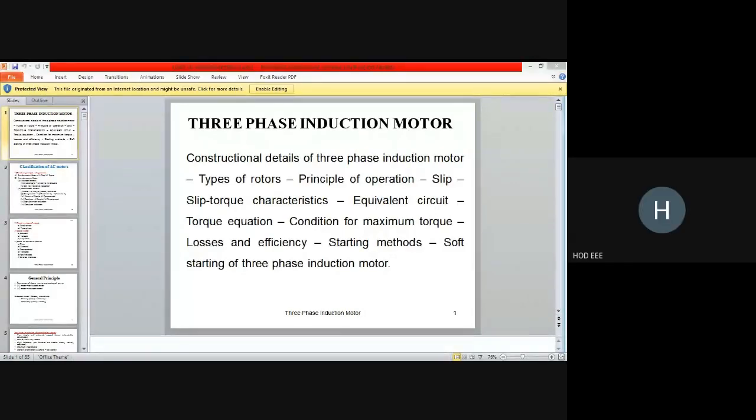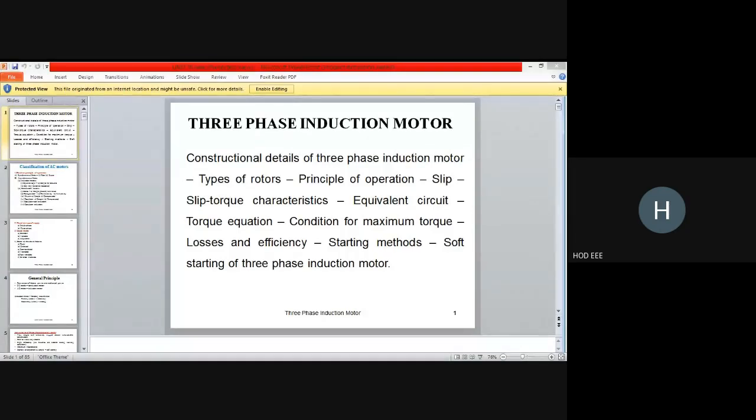We have a transformer and an induction motor. Similar windings are available on the stator side and the rotor side. We have three windings on the stator and three windings on the rotor. In the case of a transformer, we have stationary parts, but in the induction motor, the stator is stationary and the rotor is rotating. This is a small introduction about the induction machine.